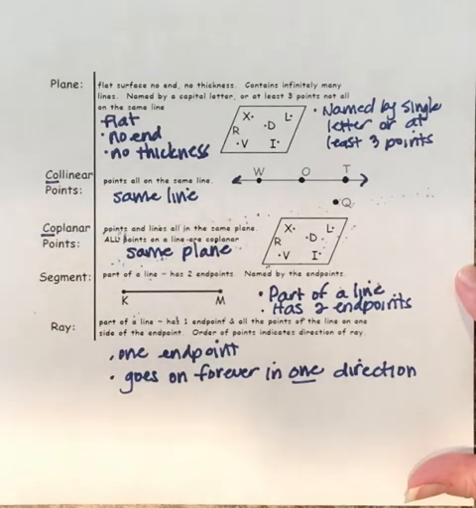A segment is just part of a line. It has 2 endpoints. I could name it either way, KM, MK. It's the same segment. It doesn't matter. A ray is also a part of a line, but it has only one endpoint, and then it keeps on going all in the same direction indefinitely.